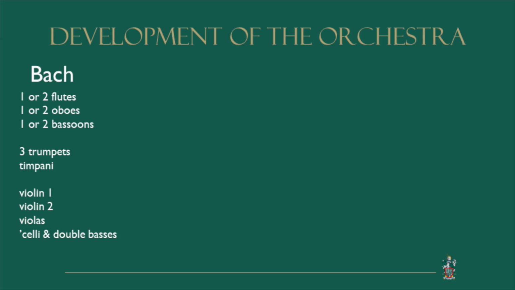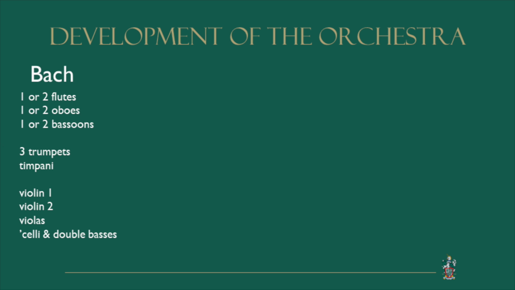The orchestra has developed gradually over the period since the Baroque period to the present day. We're going to look today just at how it's developed from Bach to Beethoven. So Bach had his string section, and he also might use trumpets and timpani. Not always, but sometimes. And he also might use woodwind. But he wouldn't always have woodwind available, and if he did, there'd only be a few.